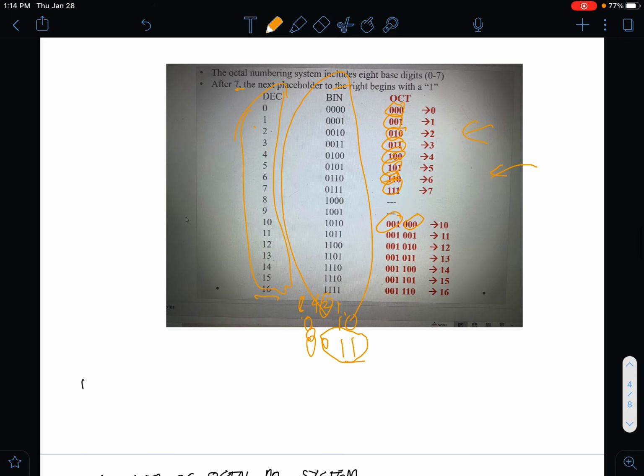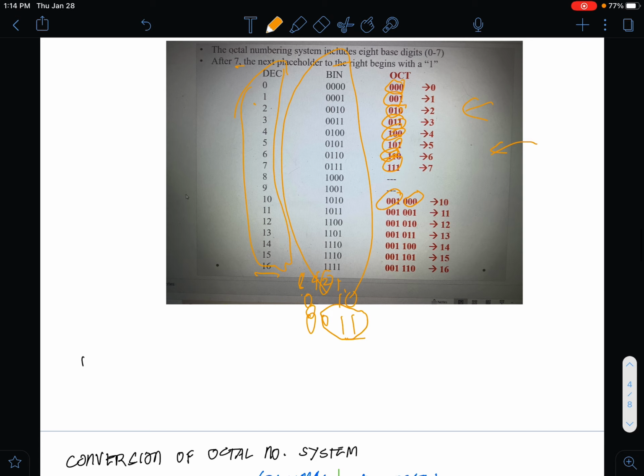Okay? So, what happened? Octal 0 is equivalent to 0, 0, 0. So, take note that's 0. Okay? This is decimal. This is octal. So, when decimal is 0, three 0s. When decimal is 1, octal is just 1, 2, and 4. So, we turn on 1. So, 0, 0, 1. For 2, we turn on 2. For 3, we turn on 2 and 1.